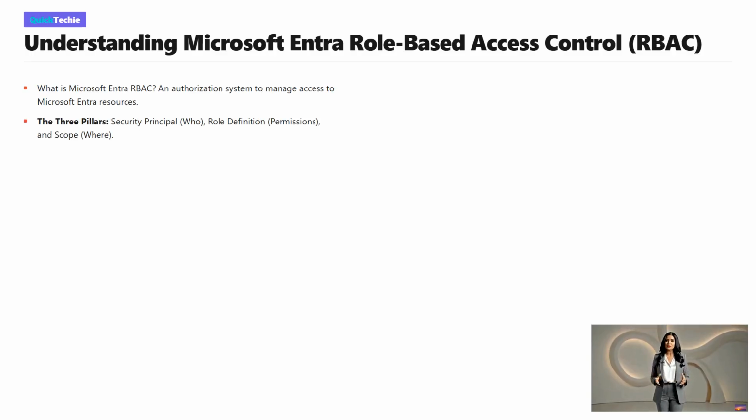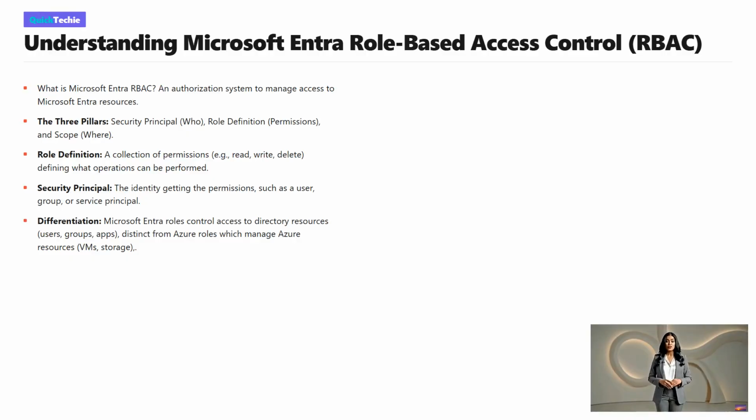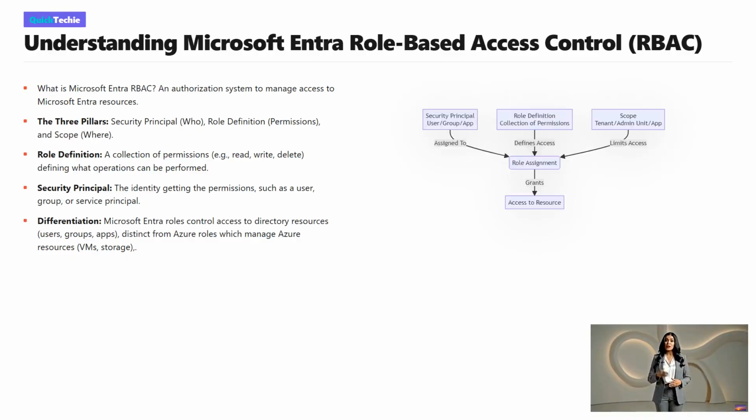Configuring your tenant begins with understanding role-based access control, or RBAC. Think of RBAC as a three-legged stool involving the security principle, the role definition, and the scope. As you can see in the first bullet, the security principle is the who, the user or app needing access. The role definition is the what, a collection of permissions like reading user data or resetting passwords. Finally, the scope is the where, limiting those permissions to the whole tenant or just a specific slice.